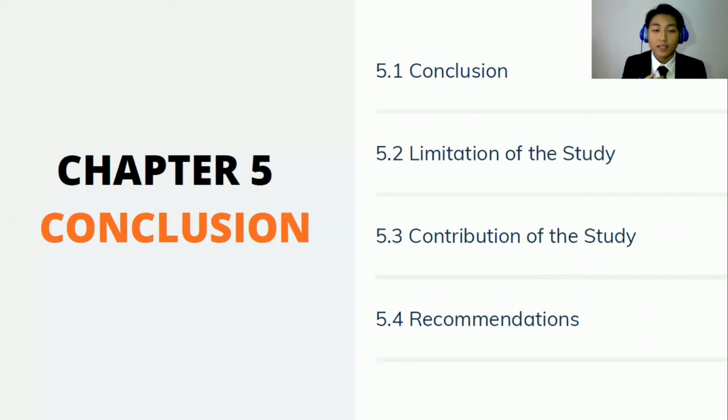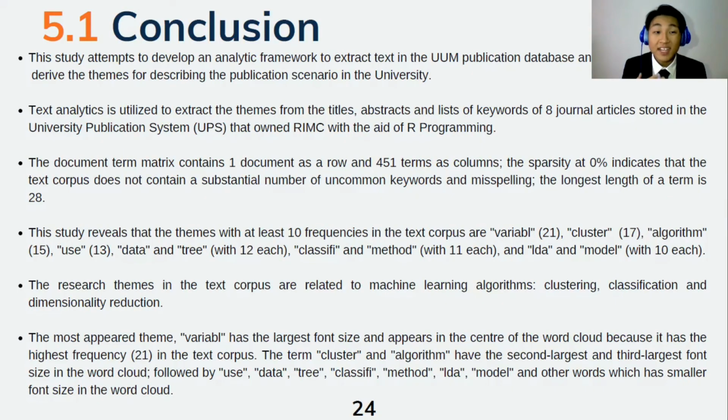All right, so the last chapter is the conclusion. So in conclusion, text analytics is utilized to extract the themes from the titles, abstracts, and lists of keywords of the 8 journal articles stored in the UPS with the help of R programming. And we use the document term matrix to check the summary information of the text corpus. And then we also can obtain the list of the research terms and their frequencies by using R programming. And then we find that the research terms in the text corpus are related to the machine learning algorithm. And in the word cloud, we can see that variable has the largest font size and it appears in the center of the word cloud because it has the highest frequency.